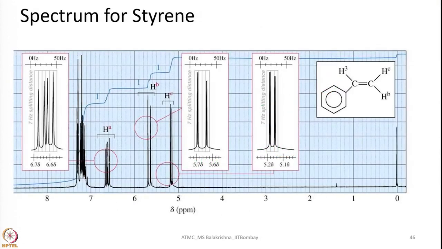So now the spectrum of styrene, this is how it looks. This one will be showing a doublet of doublet. This one will also show a doublet of doublet. And all three are showing doublet of doublet. But wherever BC is there, the coupling is very small, 1.4 hertz. So with this one, you should be able to make out which signal is due to which hydrogen atom.